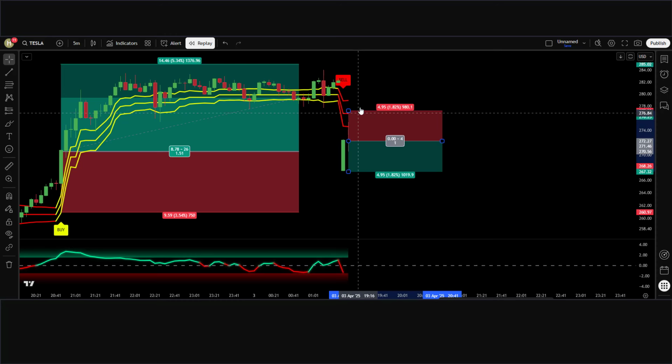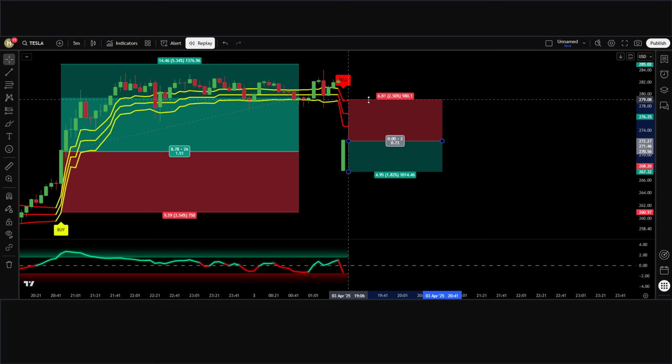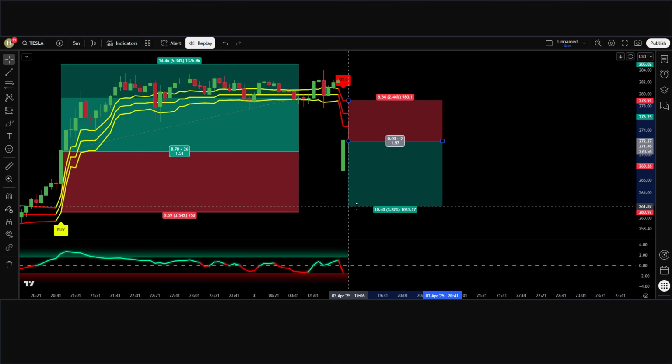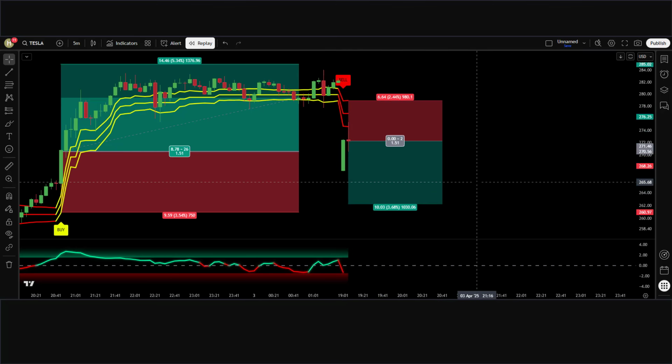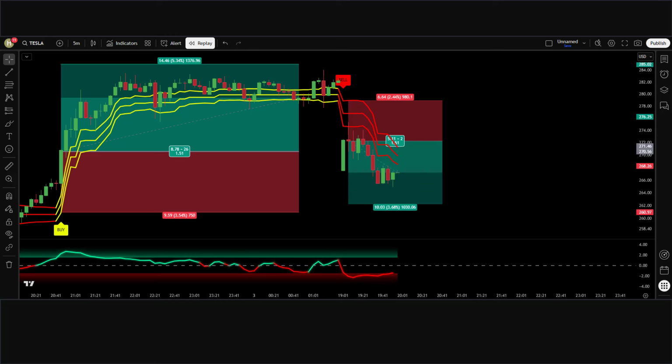Our stop loss will be placed at the red upper line of the buy-sell ATR Bollinger Band indicator. And the risk-to-reward ratio will be 1:1.5. Let's see what happens to our trade. Our trade is running in profit. We have won the trade.